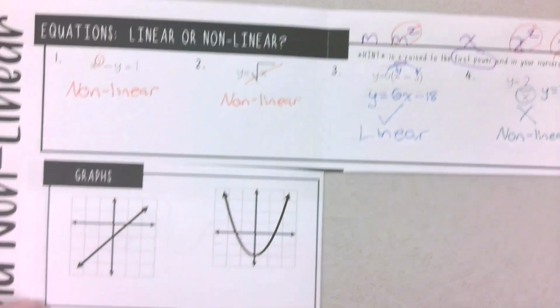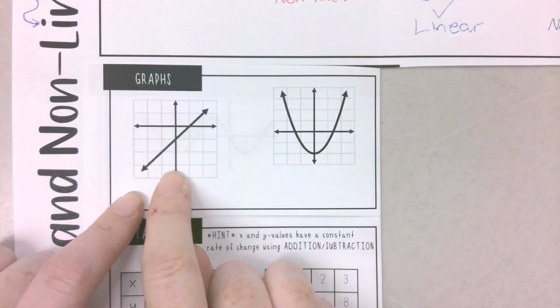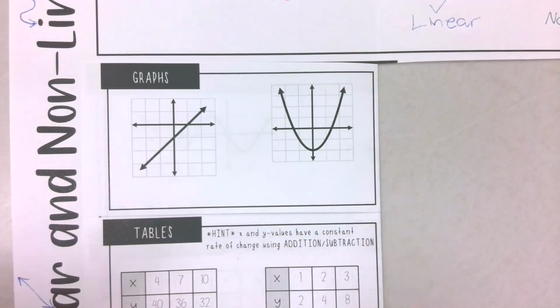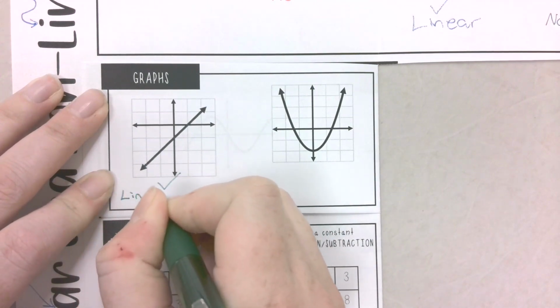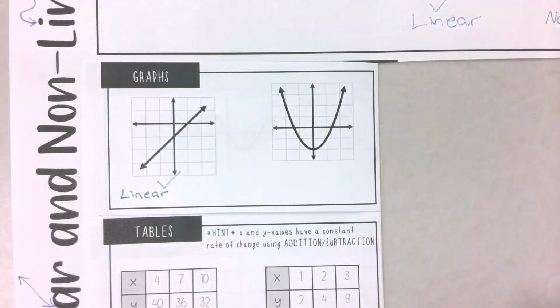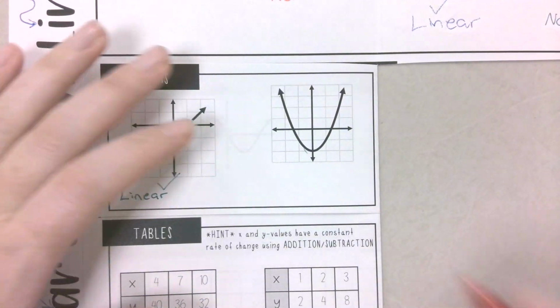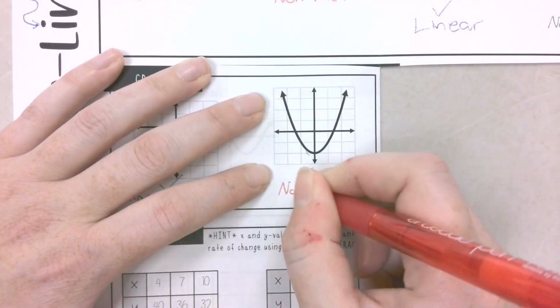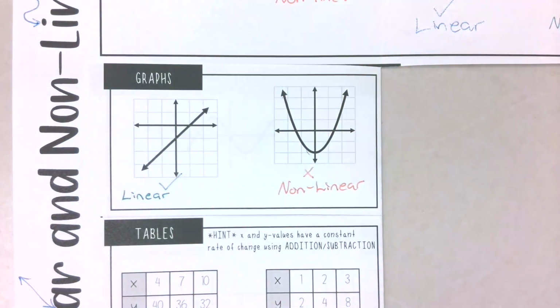All right, let's take a look at graphs. If you were to think which one was linear, would it be the first one or the second one? Hopefully you said the first one. This one is indeed linear because it creates a straight line and has a constant rate of change. This one is very obviously non-linear because it's got a curve. Non-linear. Good.